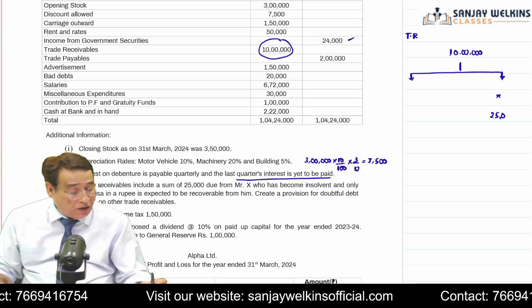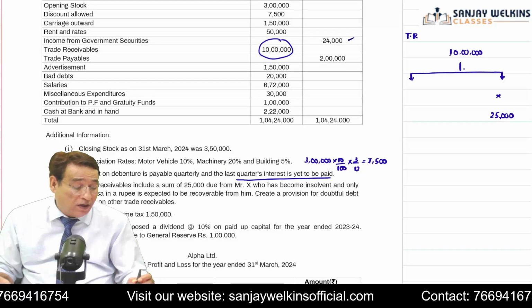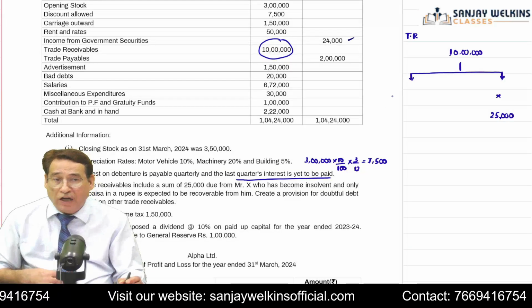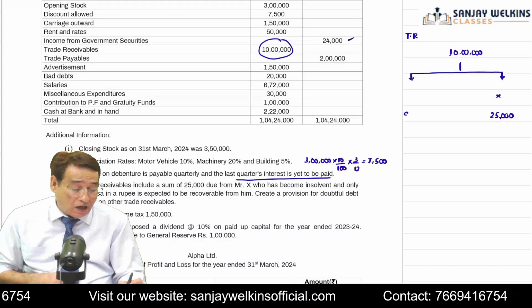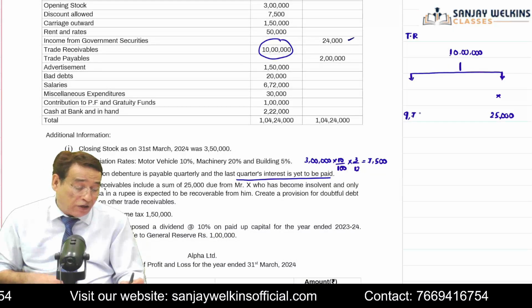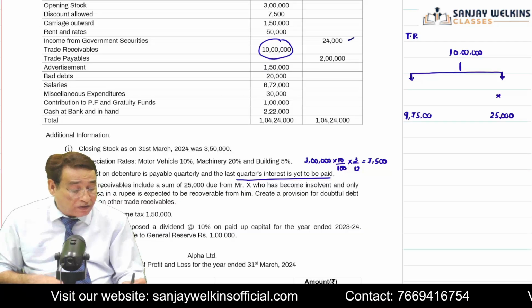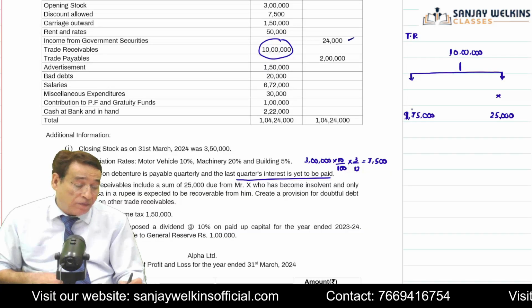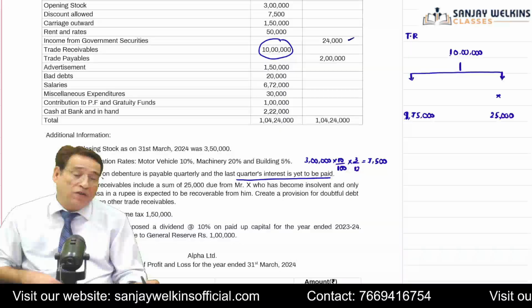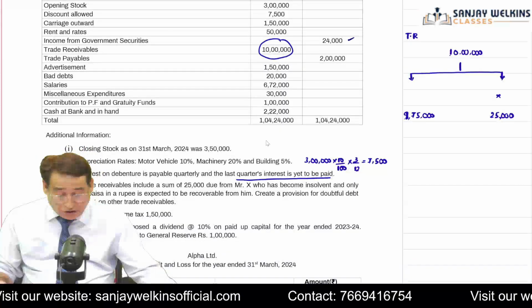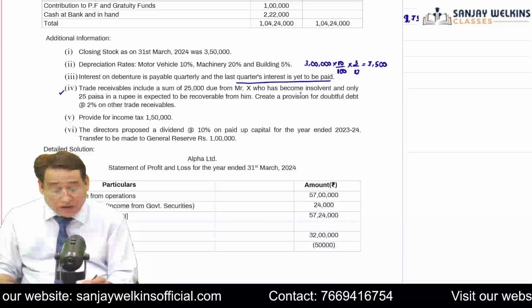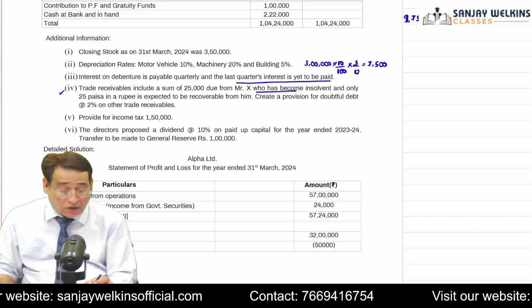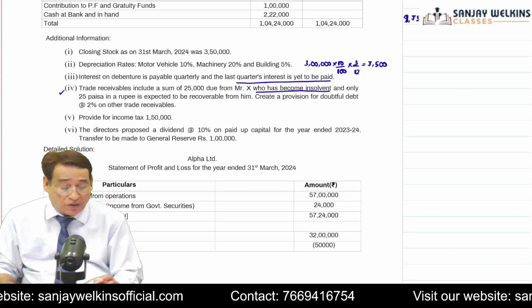So I will write here 25,000, and if I subtract 25,000 from 10 lakh, I will have 9,75,000. So I segregated the debtors into 2 parts. 25,000 we are supposed to receive from Mr. X. Now question says further, Mr. X has become insolvent.